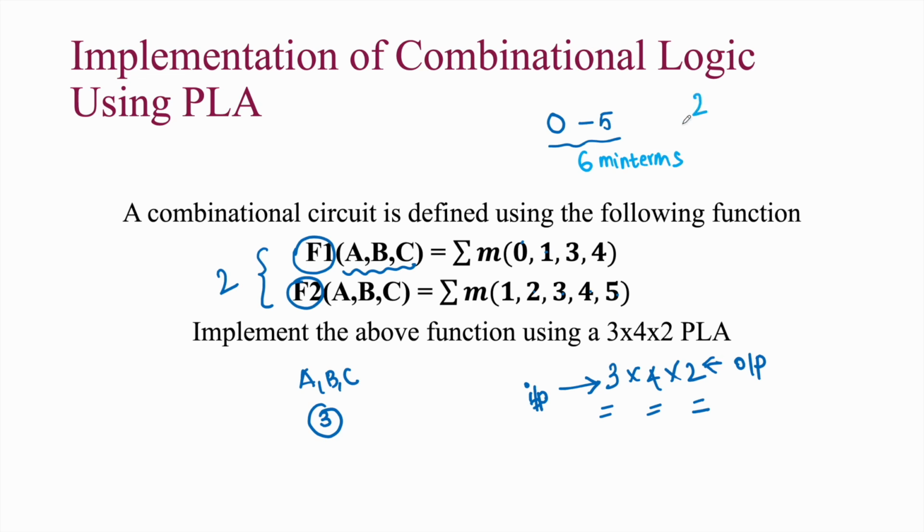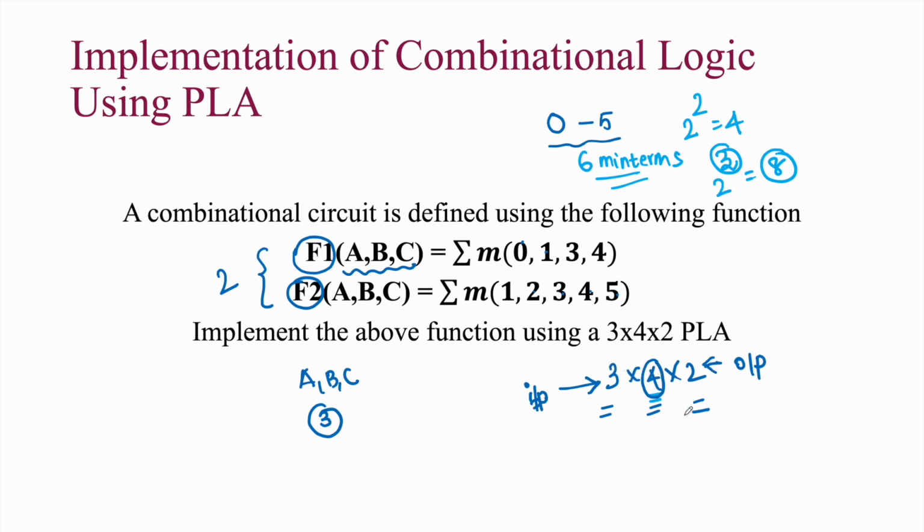If we have 2, then 2 power 2 will be equal to 4. Therefore, it is possible to have only 4 minterms. If we have 3, then 2 power 3 is equal to 8. So 6 minterms can be covered only by a total of 8 minterms. Therefore, we need 3 inputs. Therefore, this could be 3. Right now, we have something called 4. So 4 is nothing but the total number of programmable AND gates available in the PLA.